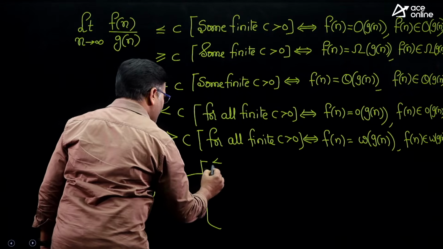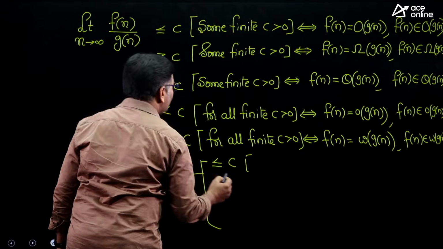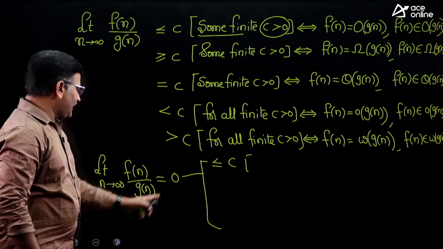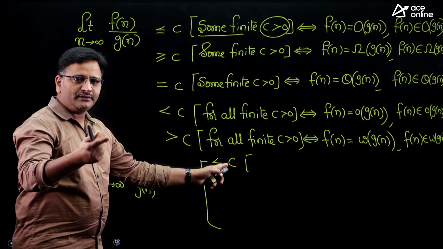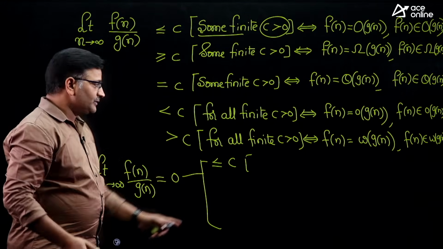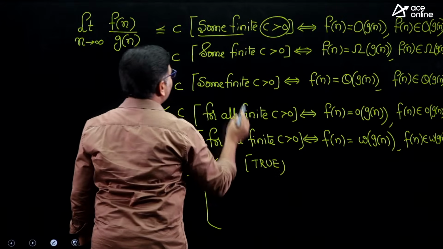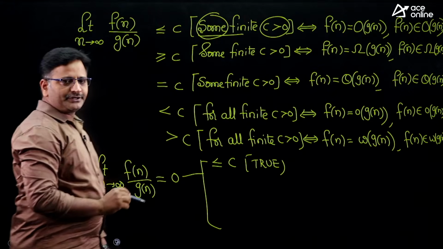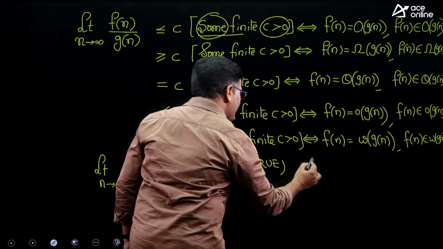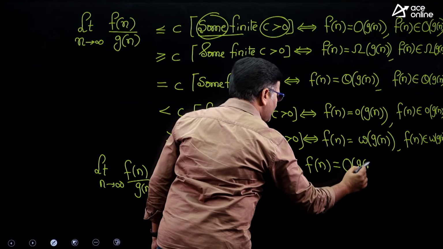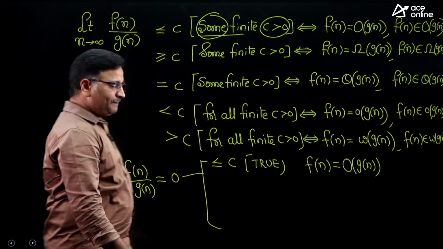Is 0 less than or equal to some finite c greater than 0? Yes. I can take some finite c, it may be 1 or 2 or 3, anything. So therefore this statement is true. They are talking about some finite c, that statement is true. Whenever that statement is true, we can say numerator is equal to order of denominator. We can also write in terms of belongs symbol.